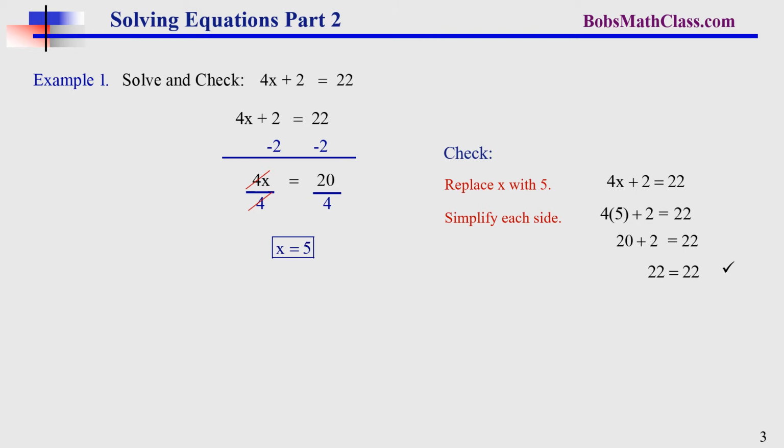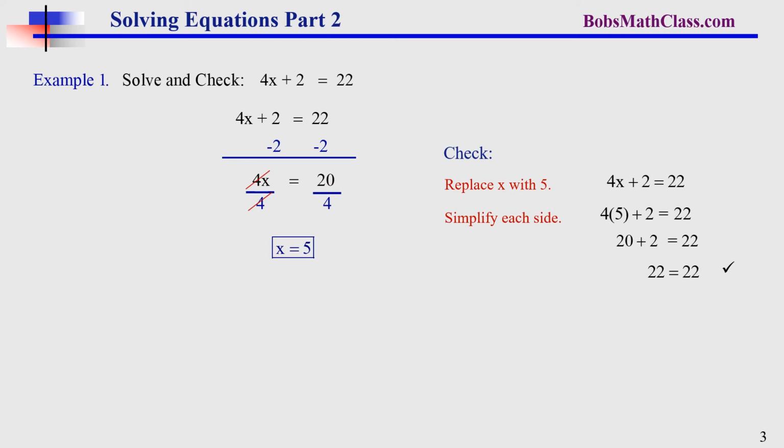You replace the variable with the answer that you got, and then you simplify each side separately. You don't do the same steps that we used to solve the equation. You work out each side separately. So you would not subtract 2 on both sides like we did when we solved the equation.